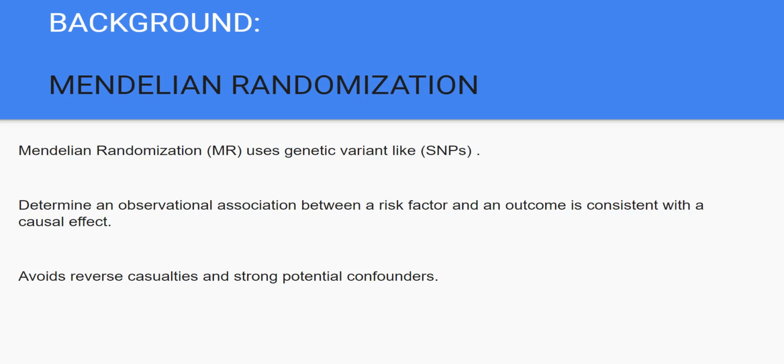Okay, so Mendelian randomization study also avoids reverse causality, and as I told you, it has a strong potential to avoid confounders.